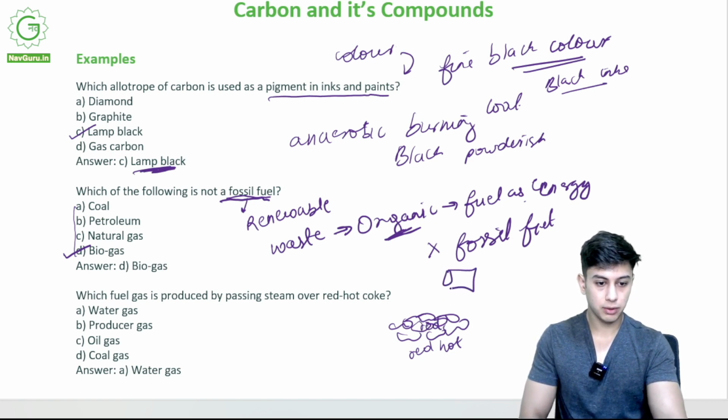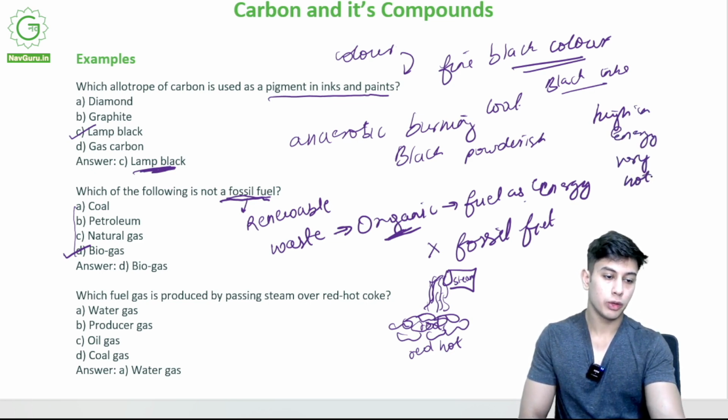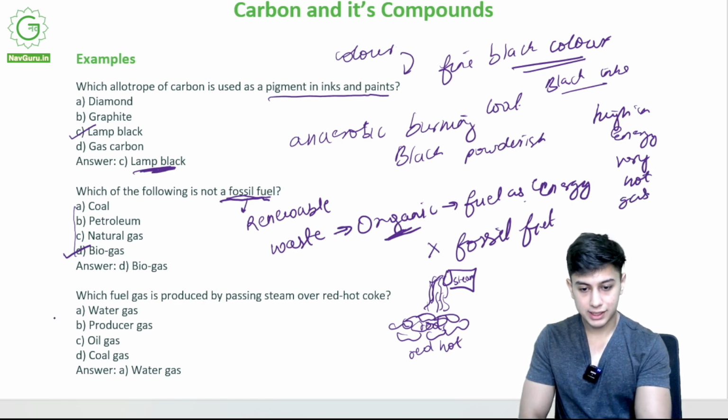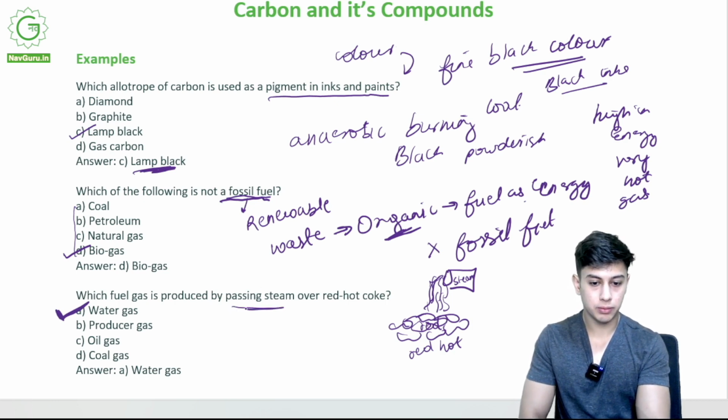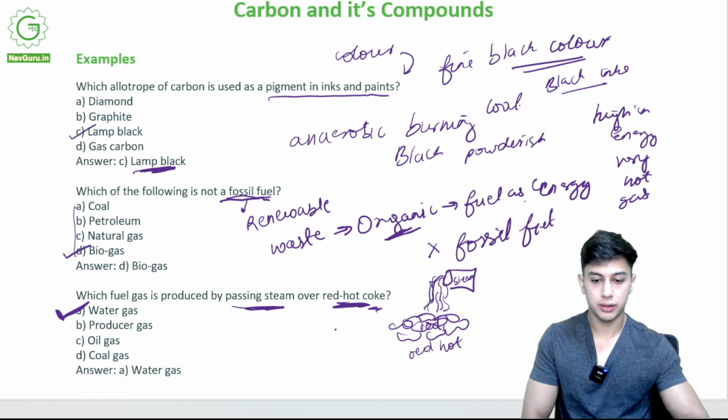I take some steam. I pour this hot steam over this hot coal, red hot coal. More steam will be produced and this will be very high in energy, very hot. It will be a gaseous form. What gas is this? This is water gas. How did I obtain water gas? I poured steam over red hot coke, and I got water gas. Alright.